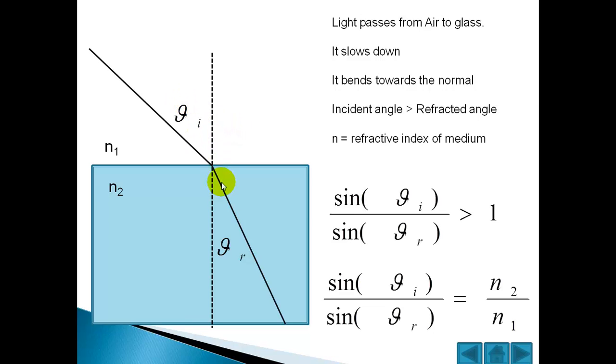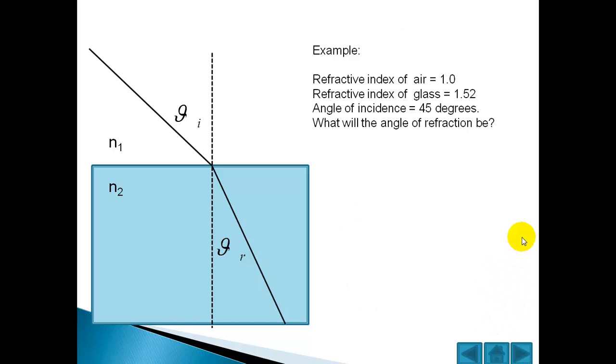The sine of this angle divided by the sine of that angle is equal to the refractive index of the second medium divided by the refractive index of the first medium. As I said, in most cases we're talking about air or vacuum, so N1 is equal to 1. So this becomes 1, and the sine of the angle of incidence divided by the sine of the angle of refraction will basically be equal to the refractive index of the second medium, because this is 1.